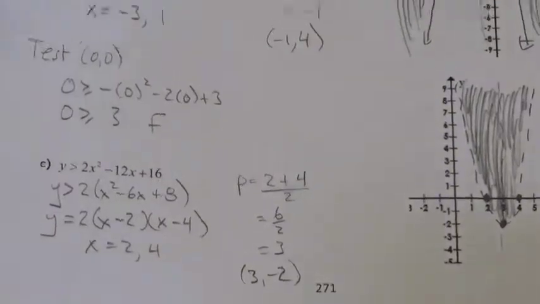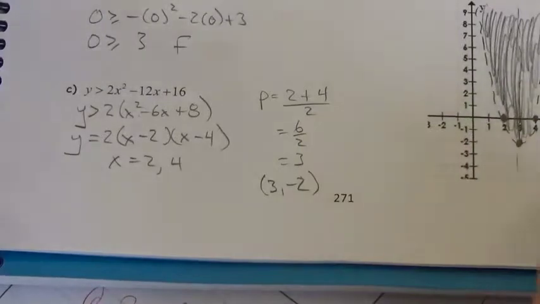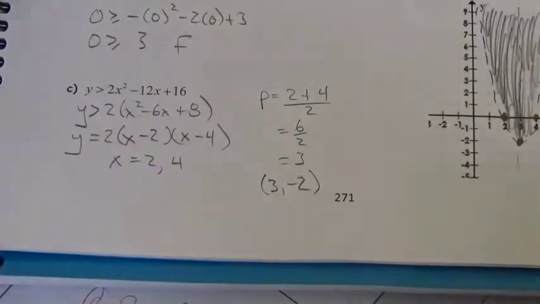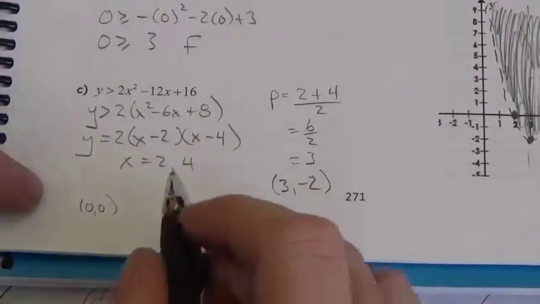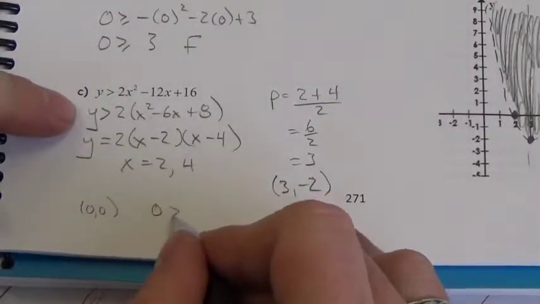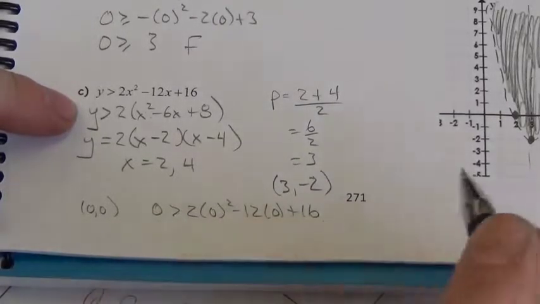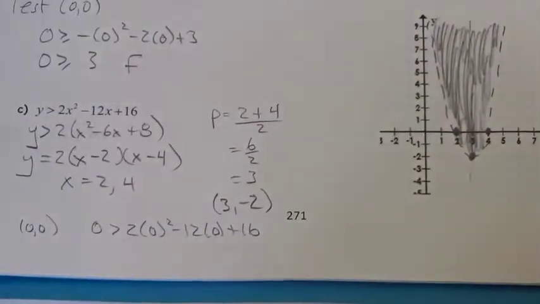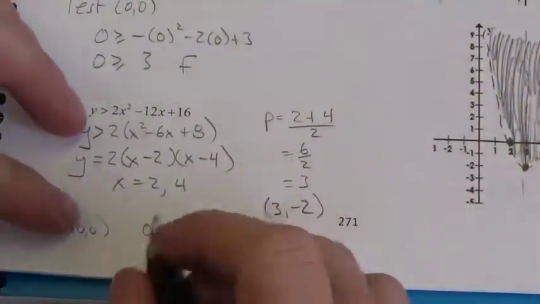Now, but let's take a look at a test point again. Let's just make sure that that makes sense. Because the origin isn't on the parabola, it's not going to be confusing to use it. If you pick a point that's on the parabola, that's not really going to help you here. But let's pick 0, 0 as a test point here. Let's just see if that works. Is 0 greater than 2 times 0 squared minus 12 times 0 plus 16? Now, I did not shade over the origin, so I'm hoping that this is false. Okay, because that would be consistent with what I just drew there.